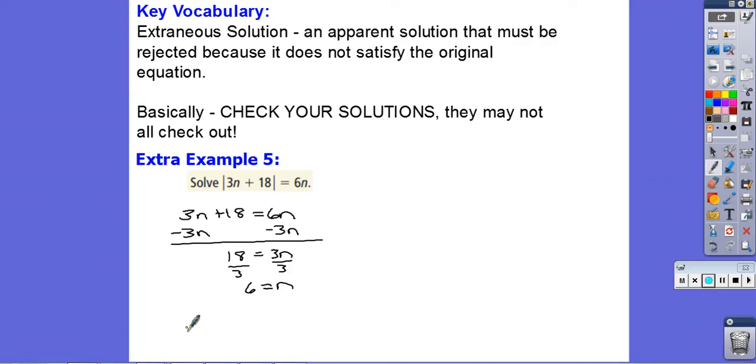Okay, so now I want to check this out. So what I'm going to do is I'm going to do 3 times 6 plus 18 in the absolute value, and see if it equals 6 times 6. Now I know 6 times 6 is 36. I can plug this into a calculator, 3 times 6 plus 18, and I end up with 36. So is it true that the absolute value of 36 does also equal 36? Yes, it is. So n equals 6 is a solution, and it does check out.